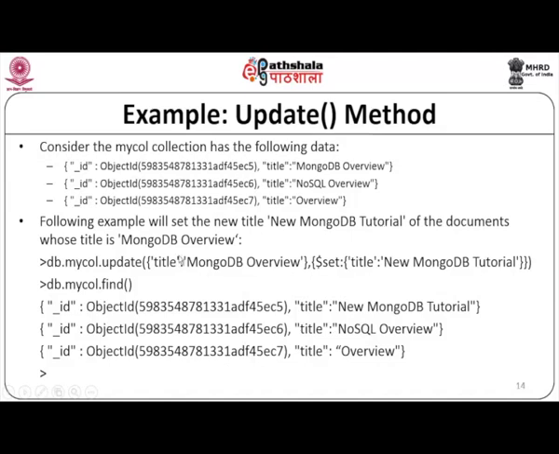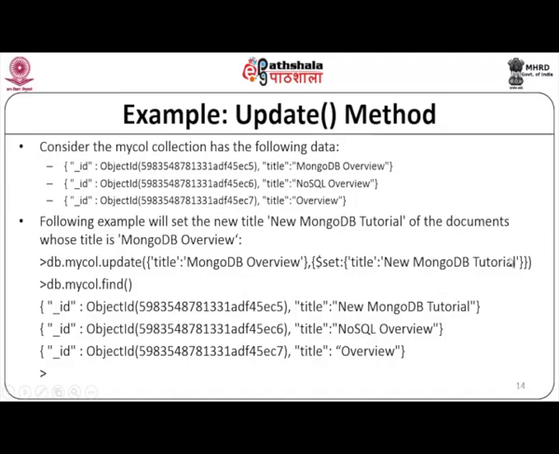The update method goes like this: db.mycol.update, the existing title needs to be set with a new title. So you make use of the keyword $set followed by the title, that is the new key value pair. Having executed this command, it will not return any result.